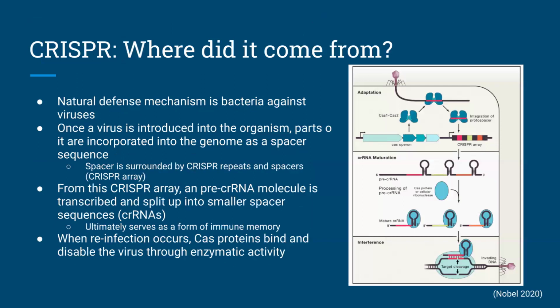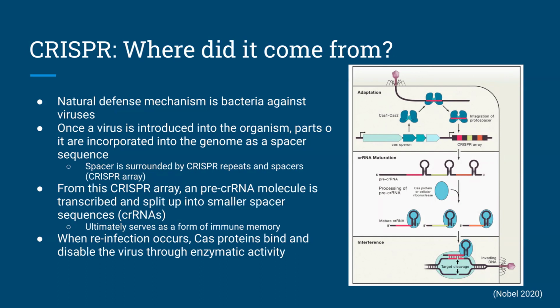Okay. So this leads us to CRISPR, right? Basically, CRISPR is a natural defense mechanism in bacteria against viruses, which was discovered, and we'll talk about who exactly discovered what in a sec, but it was present in bacteria before anybody even designed synthetic versions. So once a virus is introduced into the organism, parts of it are incorporated into the genome as a spacer sequence. So it's not the whole virus genome, right? Just parts of it.